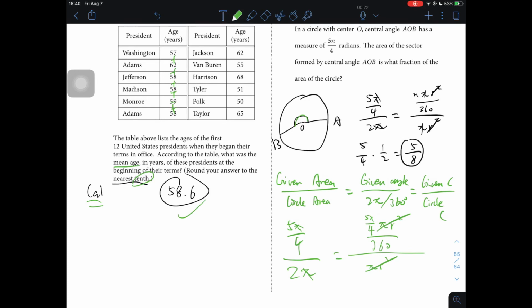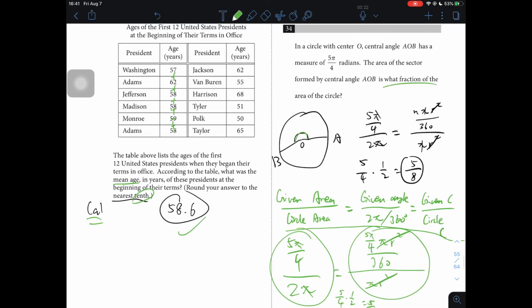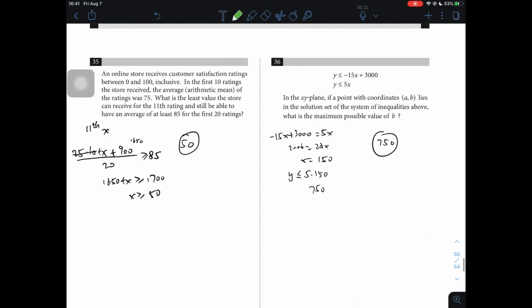So since this is true, then we know that this ratio is equal to this ratio. So just calculate this out. So 5 over 4 times 1/2 is 5 over 8. Since they're just asking about fraction, they don't want you to calculate the actual area.